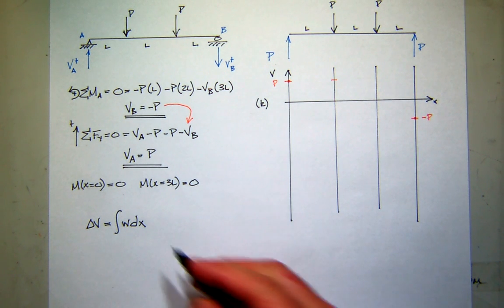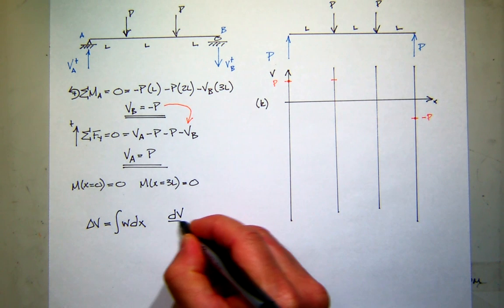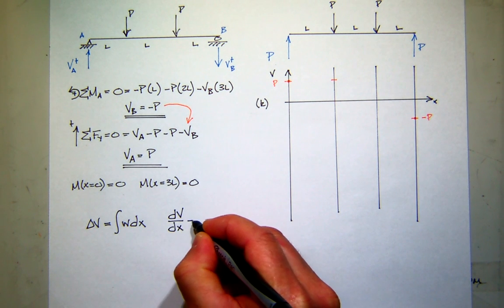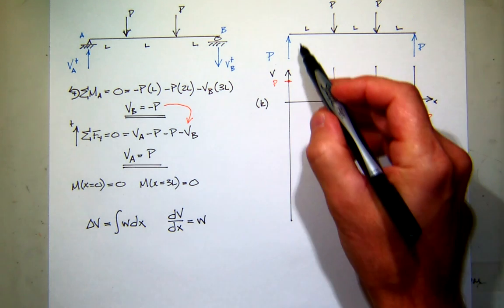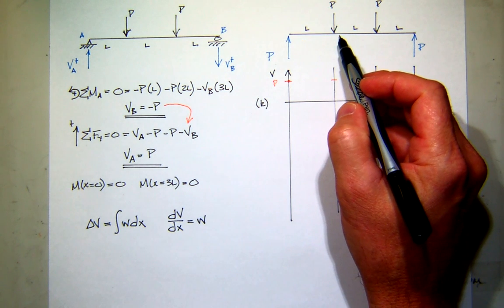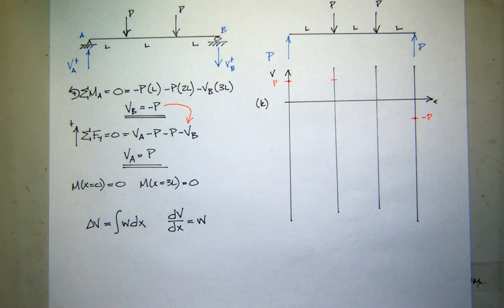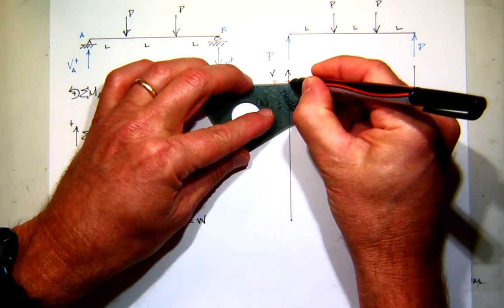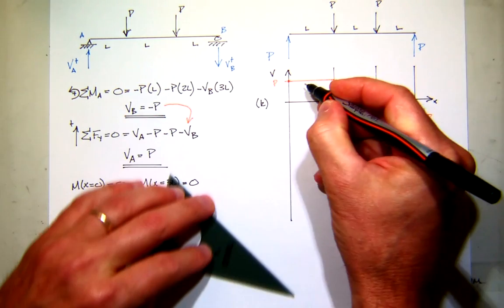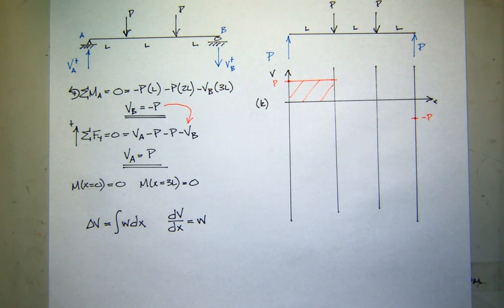We also have the differential relationship that says the slope of the shear diagram is equal to the load. What is the load from 0 to L? 0. What kind of curve has a 0 slope? A horizontal line. So there's my shear diagram for the first section, 0 to L.